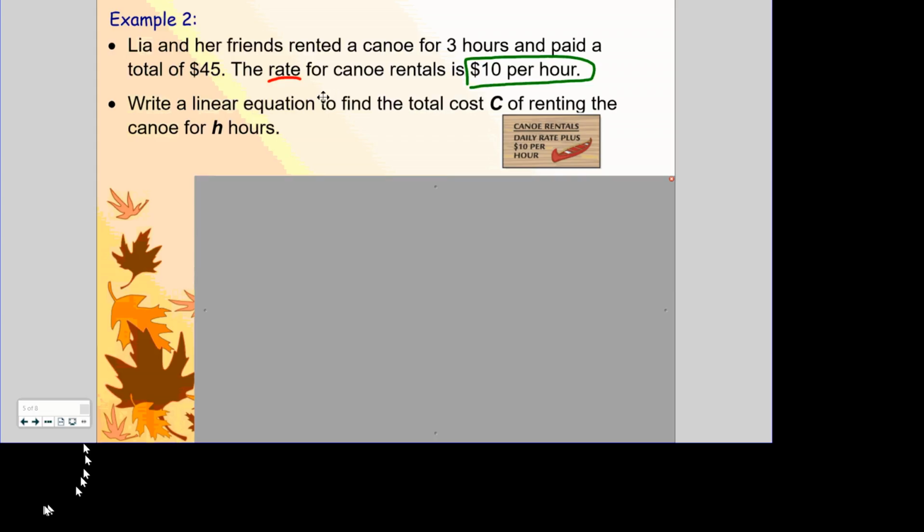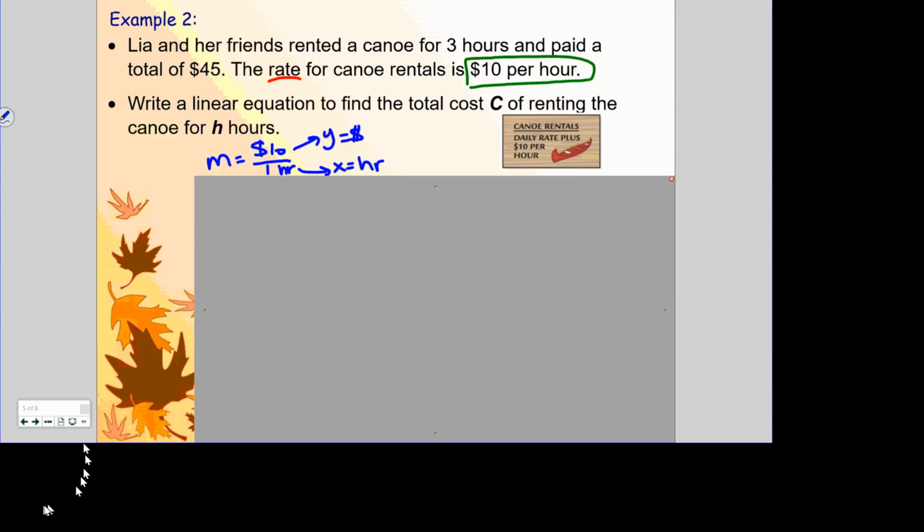So let's focus in on what we're given. We already identified that we're given a rate or a slope. And from that slope, we see it's $10 per hour. So this tells us that Y's variable is money and X's variable is time or hours.